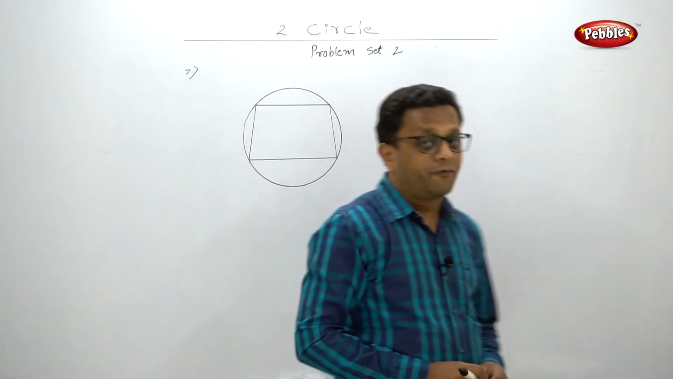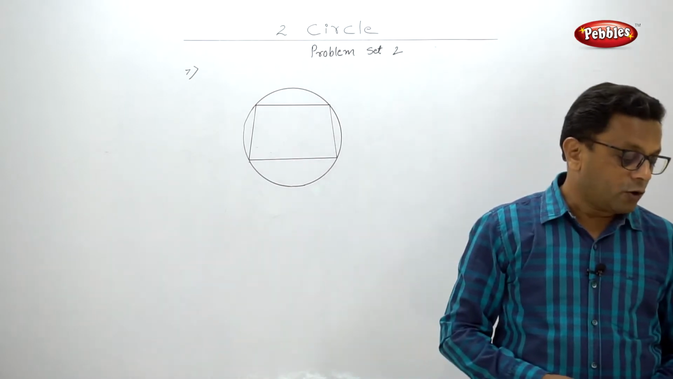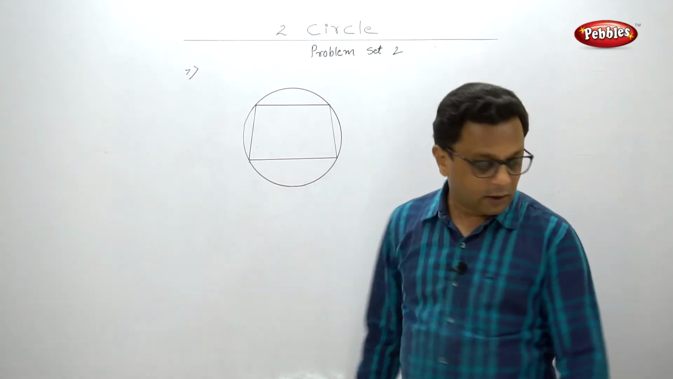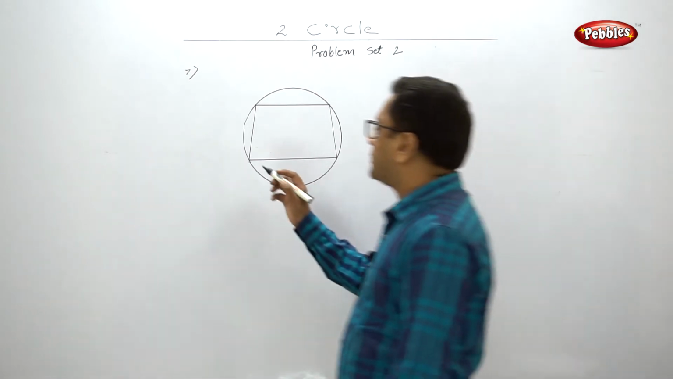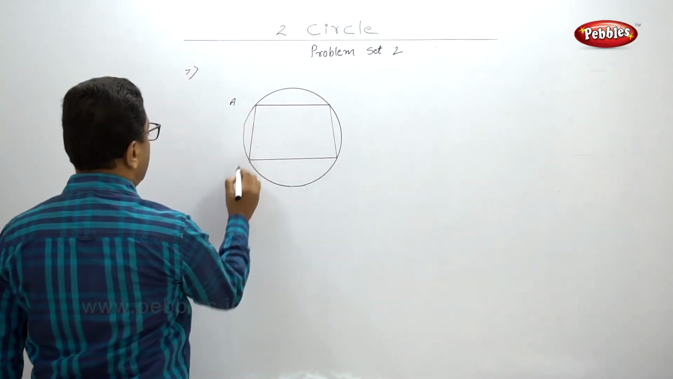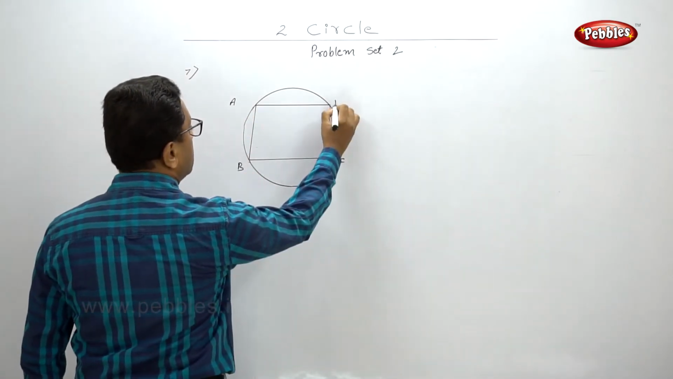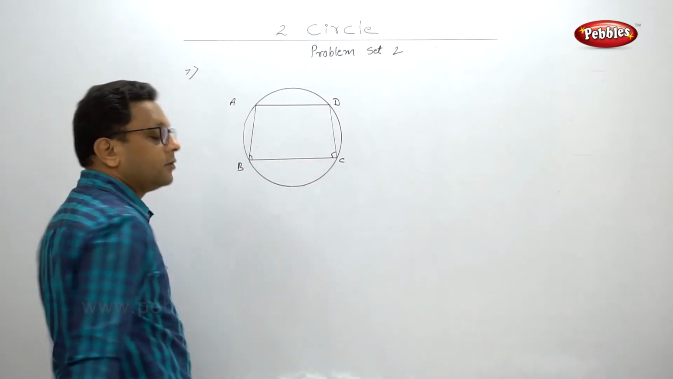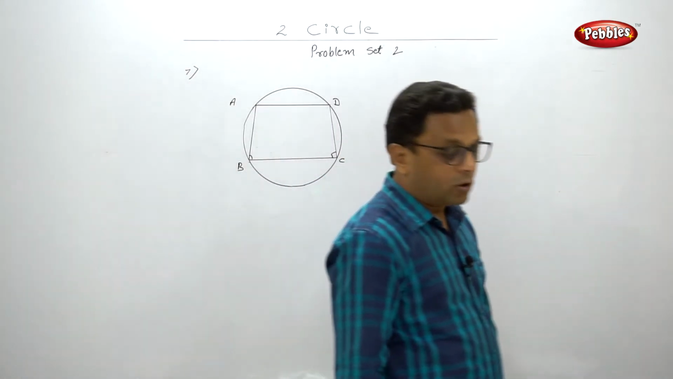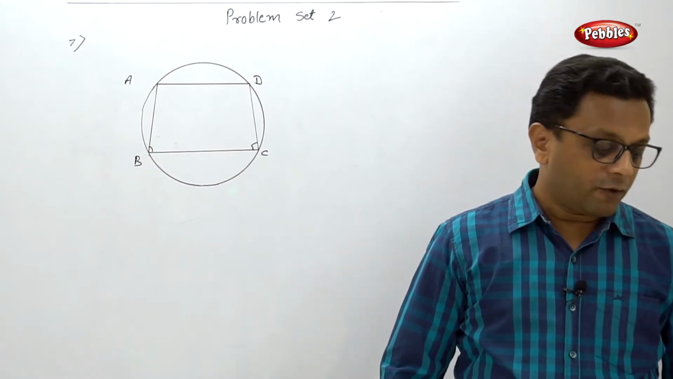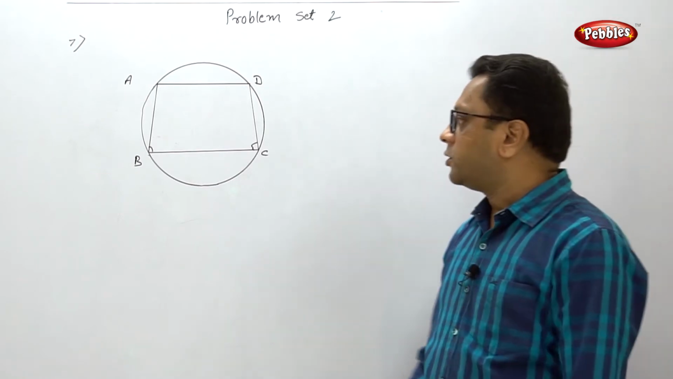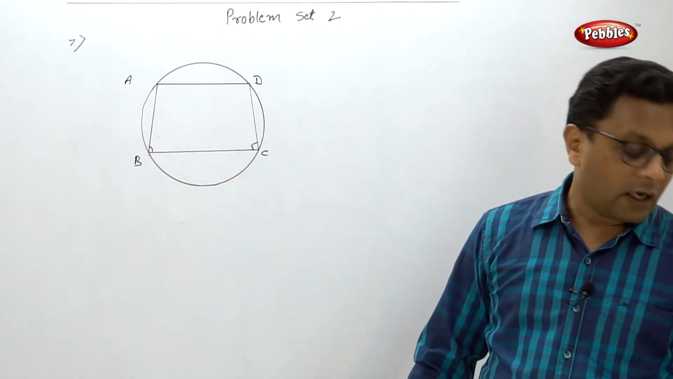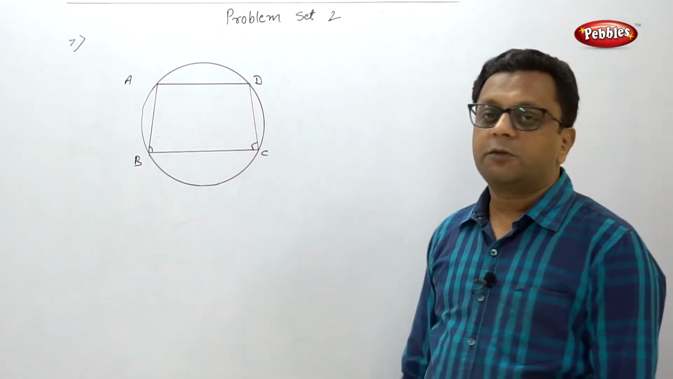Now in this example again a figure is given. They say that if two consecutive angles of a cyclic quadrilateral are congruent, let us name this cyclic quadrilateral as A, B, C, D. And they say that this angle is equal to this angle. Angle B and angle C are congruent. Then prove that one pair of opposite sides is congruent. Suppose these two sides are congruent, we have to prove, and the other pair is parallel.